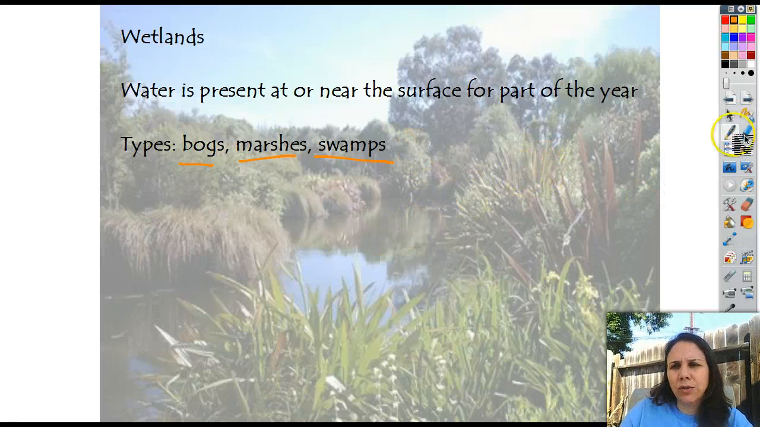And so if you go down to Newport, they have the Newport Back Bay. That's a wetland.